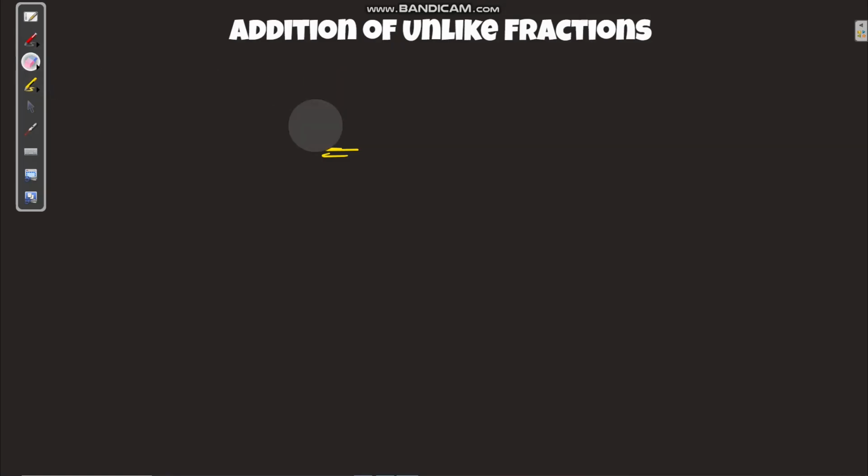Let's move on to addition of unlike fractions. So what do we mean by unlike fractions? Fractions in which the denominators are different. If you notice, here it is 5, here it is 7. Such fractions are known as unlike because the denominators are not the same. So now how to add such fractions? Let's take one simple example and understand how to add unlike fractions.